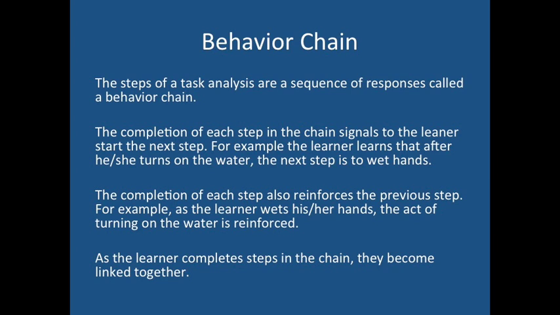The reason we use the back-step error correction in this case is because the steps of a task analysis are a sequence of responses called a behavior chain. In a behavior chain, the completion of each step in the chain signals the learner to start the next step. For example, the student learns that after he or she turns off the water, the next step is to wet hands. In a chain, the completion of each step also reinforces the previous step. For example, as the learner wets his hands, the act of turning on the water is reinforced. As the learner completes the steps in the chain, the steps become linked together.